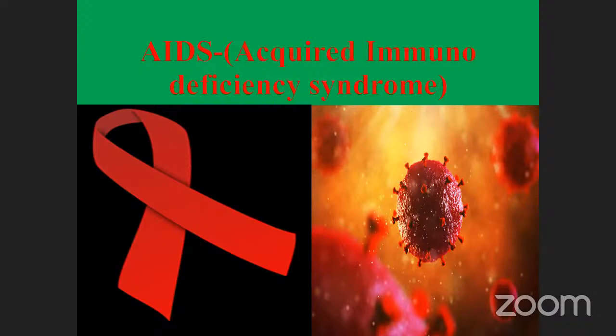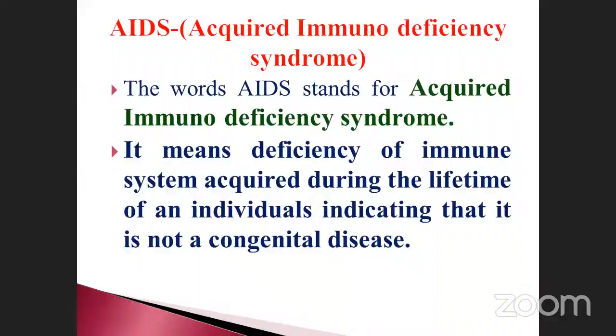Good evening. Today, the topic we are going to discuss is AIDS. You already know what is meant by AIDS, isn't it? What is the expansion of AIDS? It's acquired immunodeficiency syndrome. Sometimes they ask the question on the expansion of AIDS. What is meant by immunodeficiency? What is meant by syndrome? You must note that down, as sometimes questions are asked on that.